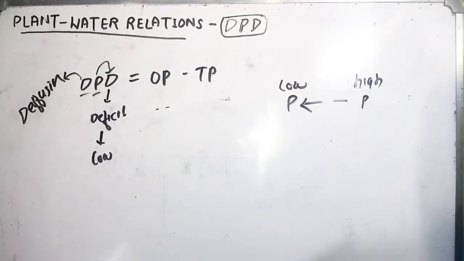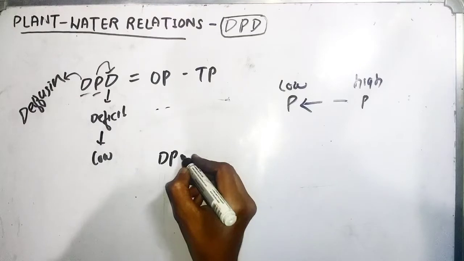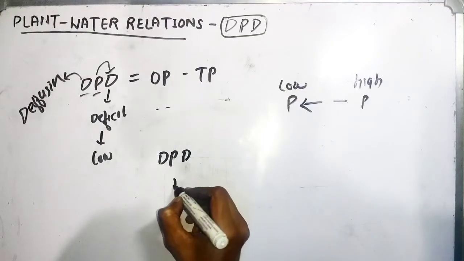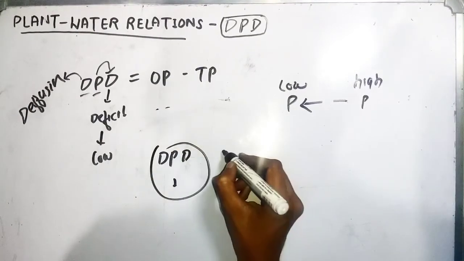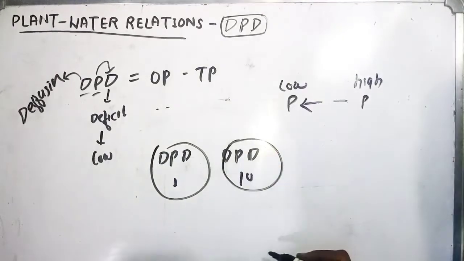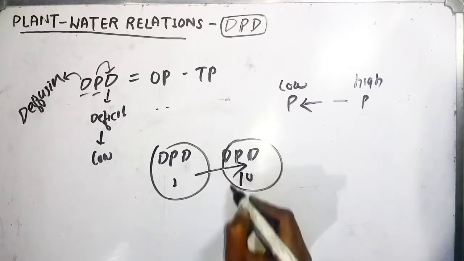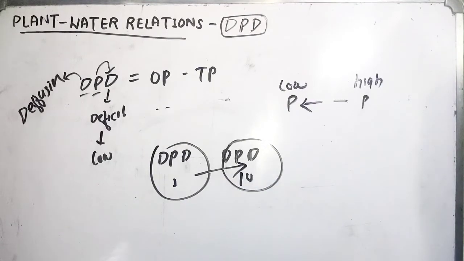Now look at it: if there is a cell with a DPD of 1 and a cell with a DPD of 10, tell me the movement of water. Easily, this one is more deficit, ten times deficit, so water flows from here to here. Simple concept. So this is the end of our concept. Yes, we have understood everything.